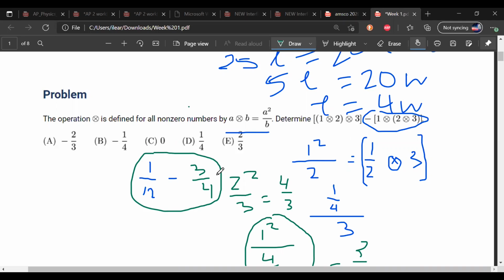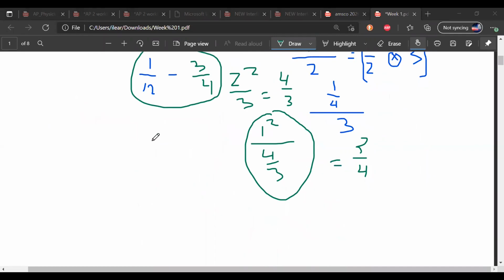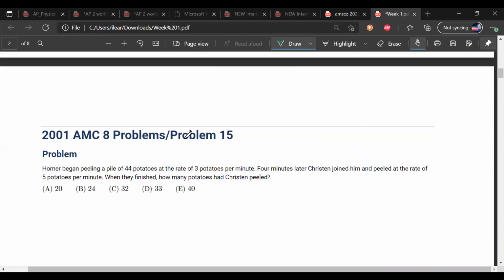So what is 1 over 12 minus 9 over 12? Can anyone put that in chat? Negative 2/3. All right, good job. So this is equal to negative 2/3. That is indeed the answer to the second problem. All right, now let's continue on to the third problem.